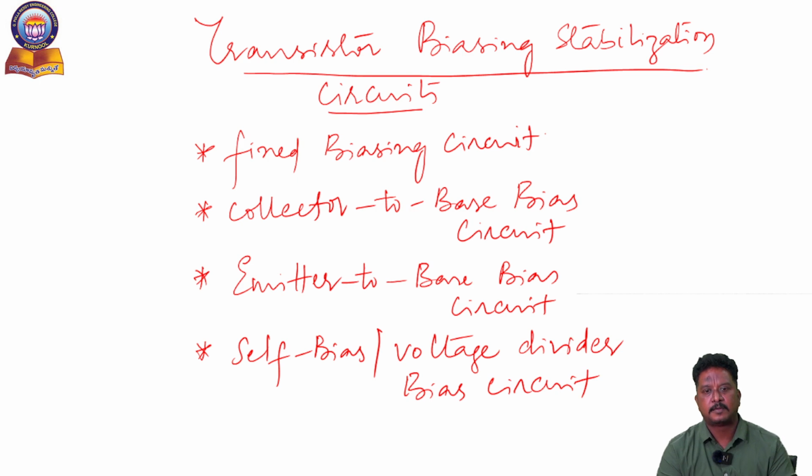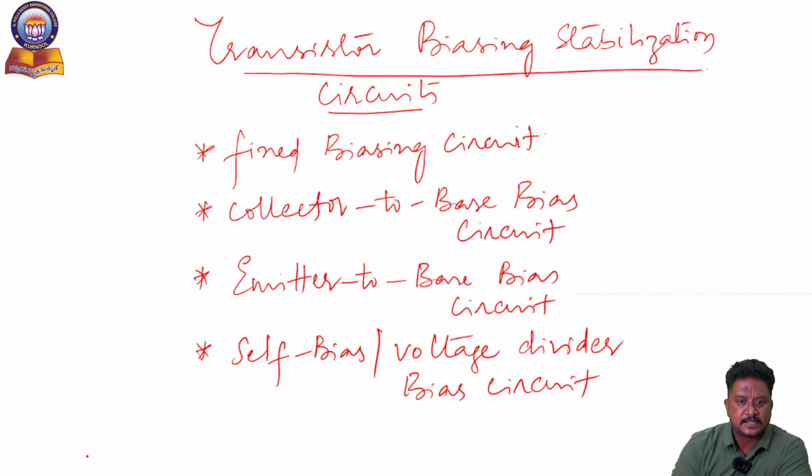Among these 4 biasing circuits, we have to choose which one is the best circuit. This choosing of the best circuit can be defined by using a parameter known as stability factor. Stability factor is also one of the crucial points we have to consider in transistor biasing. By using stability factor, we can identify which one is the best circuit. Before going to discuss in detail the importance of each biasing circuit, let me spend a little bit more time on biasing.